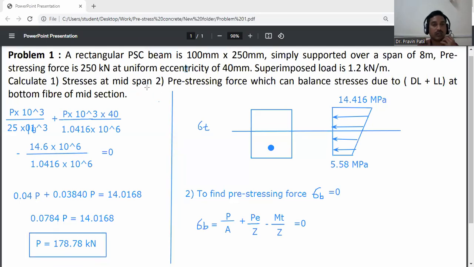So question 1 was the stresses at midspan. At top the stress is 14.416 MPa, at bottom it is 5.58 MPa. And the pre-stressing force which can balance the stress due to dead load plus live load at the bottom fiber of the mid section, so that sigma B is 0, is 178.78 kilonewton. Okay, this is your final answer.